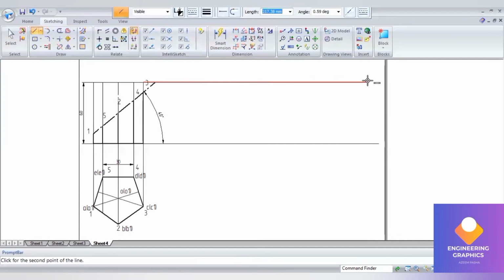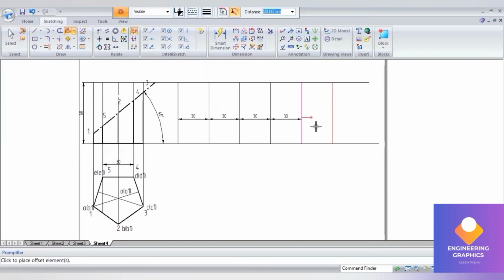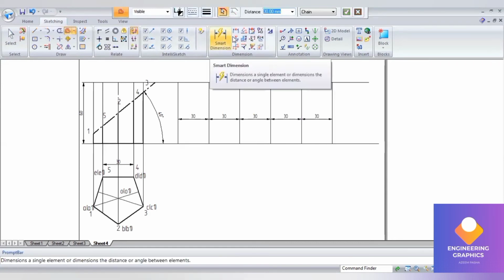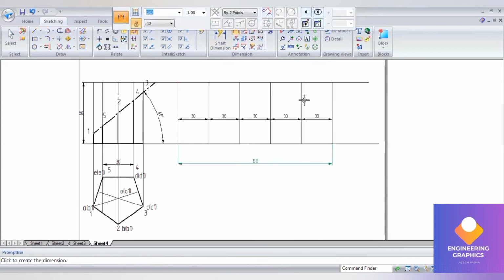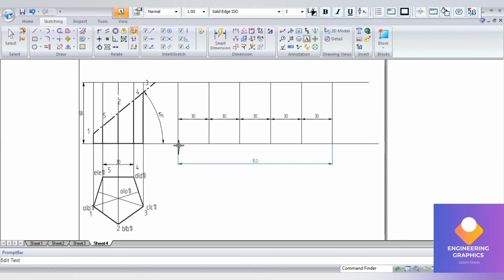Now draw a parallel line. So make that line continuous. Now I'll draw one vertical line here. Okay, using the offset command, I'm going to offset it by 30 mm. Total 5 faces, okay? Because it is a pentagonal prism. Total 5 faces we have to consider. Total length we get is 150. Can give the naming here: capital A, capital B, capital C, capital D, capital E and capital A.